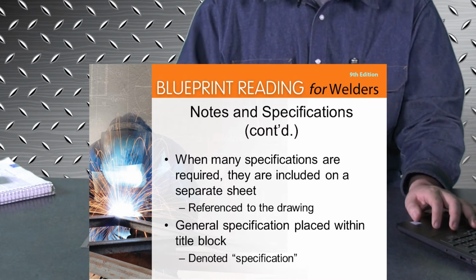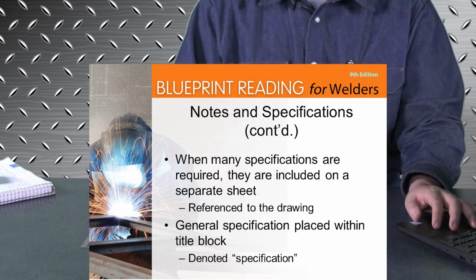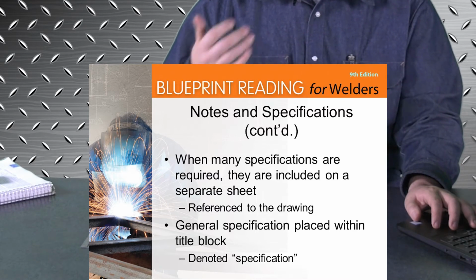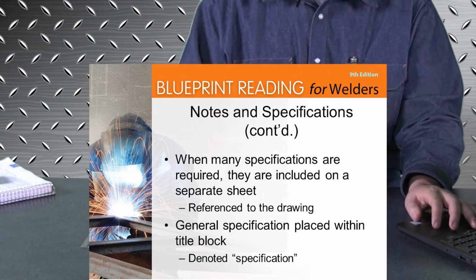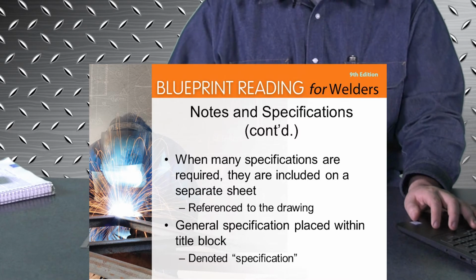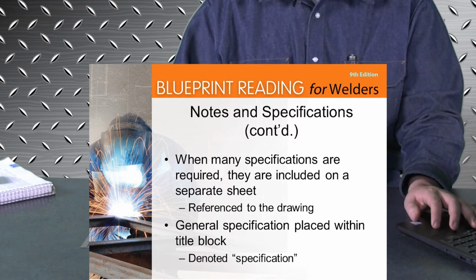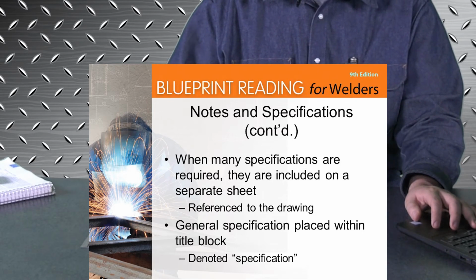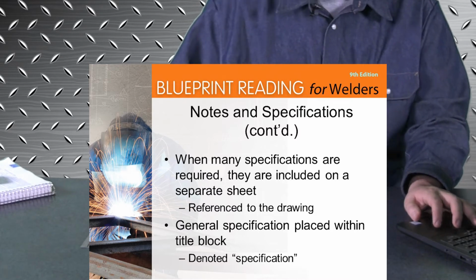It helps to keep the space on the print from being cluttered. That's why they do this, because you don't want all of this writing all over your print confusing you and just adding more layers and more confusion on top of it. You want your prints to be clear and concise and let you know exactly what you're building right off the bat. So having all this information on a separate spec sheet keeps it from being cluttered and makes the information easier to find and easier to reference.